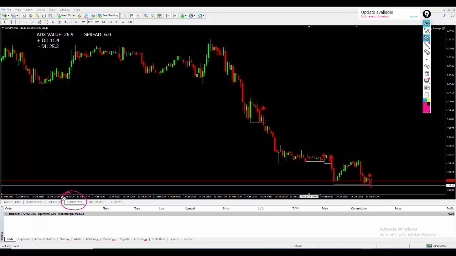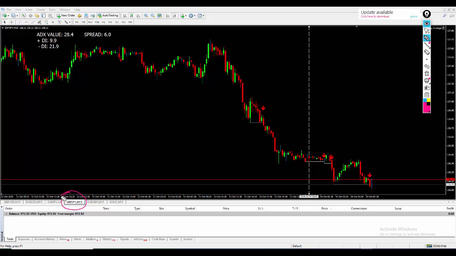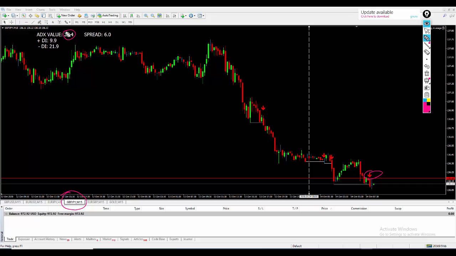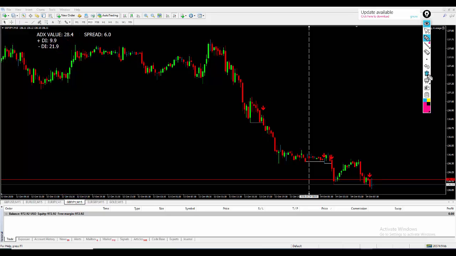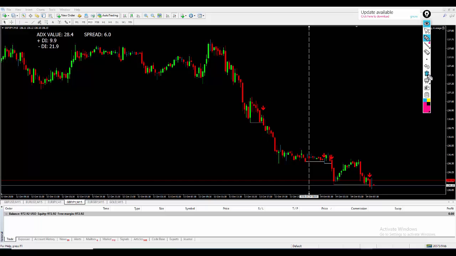When I see something like this, the first thing that comes to my mind is that the indicator is telling me to sell, to go short in the market. What is my ADX value? My ADX value is above 25, and one of the plus D and minus D is above 20, which is 21. Seeing this, I'm going to go short in this market because all my parameters are okay.